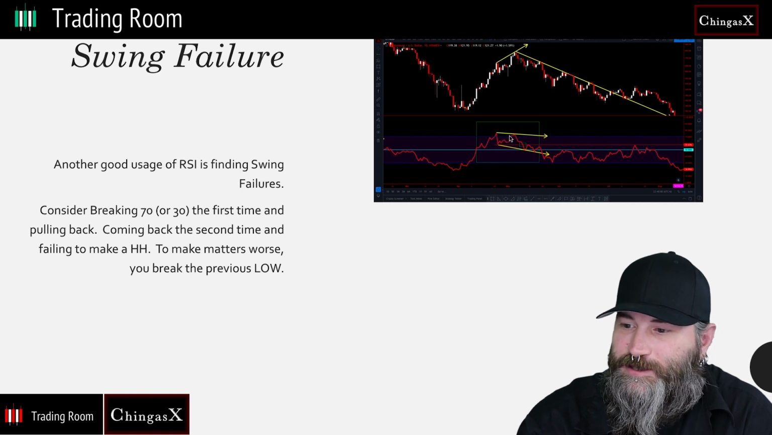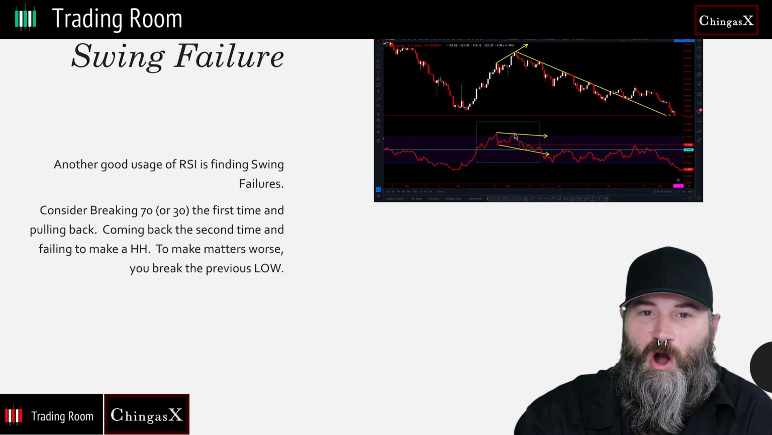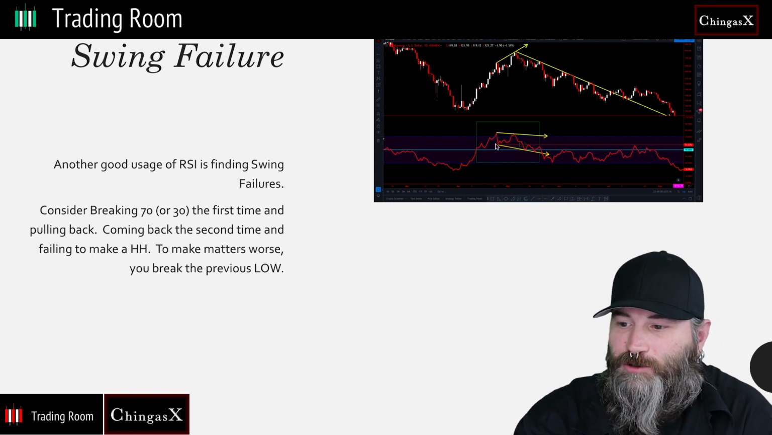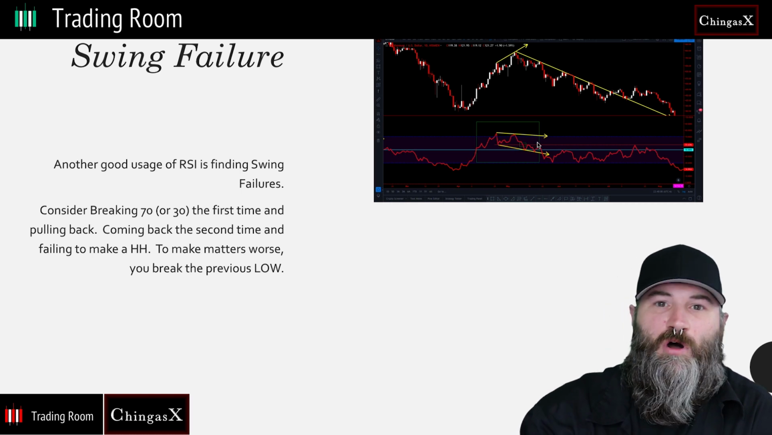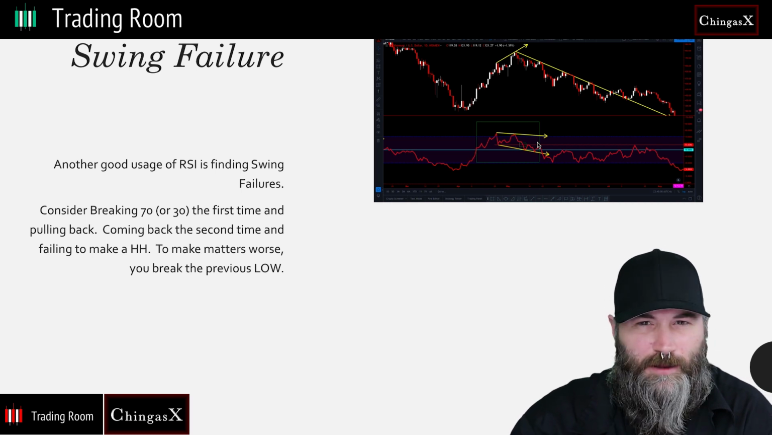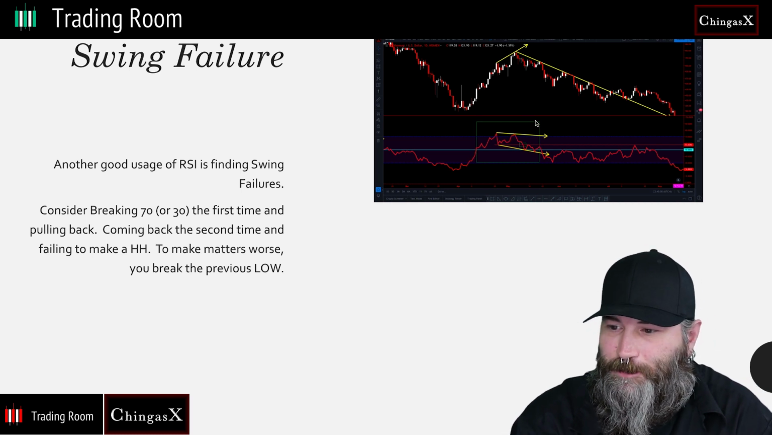What that means is you fail to make the higher high, and when RSI starts coming down, you end up making a lower low. So you've breached that support line that you could draw from the first pullback. All right, so I hope I explained that clearly, but this is a picture of exactly what I'm talking about.